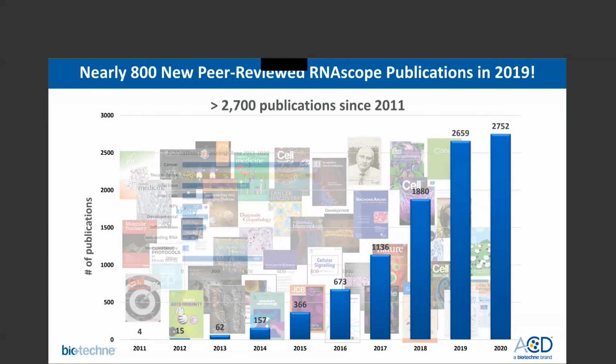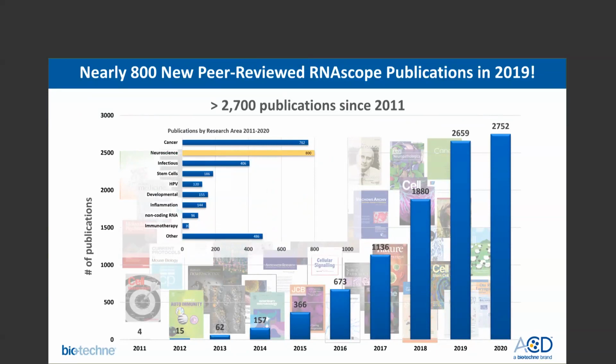If we were to break it down by research focus area, here's what the graph would look like, with cancer and neuroscience being the two top areas where our technology has been used the most. But that doesn't take away from the application of our technology in other fields such as infectious diseases, developmental biology, and immunotherapy, to name a few.